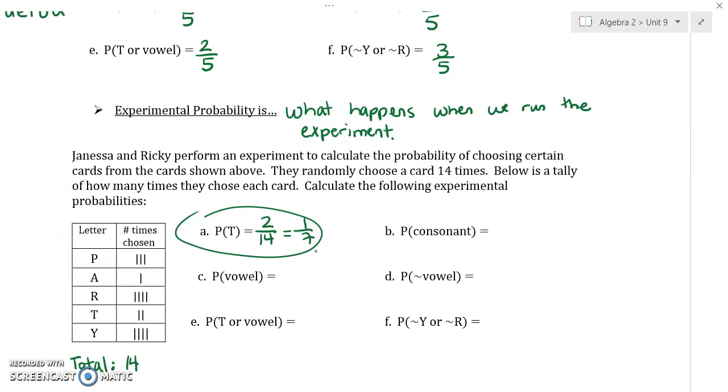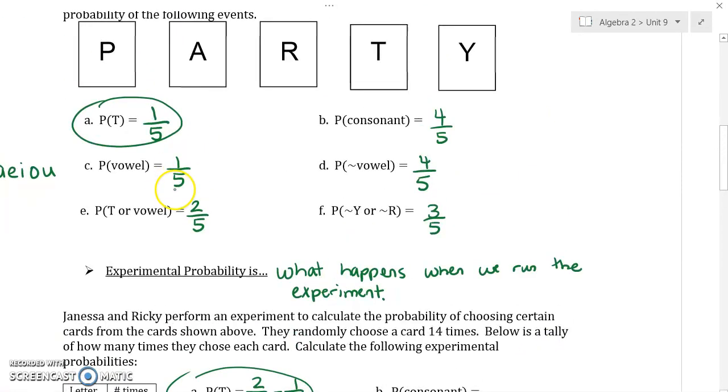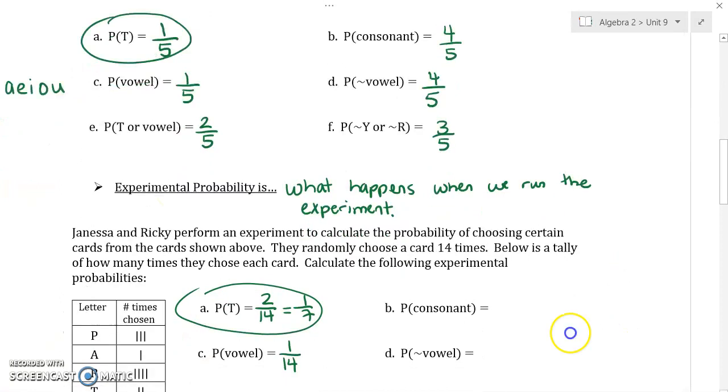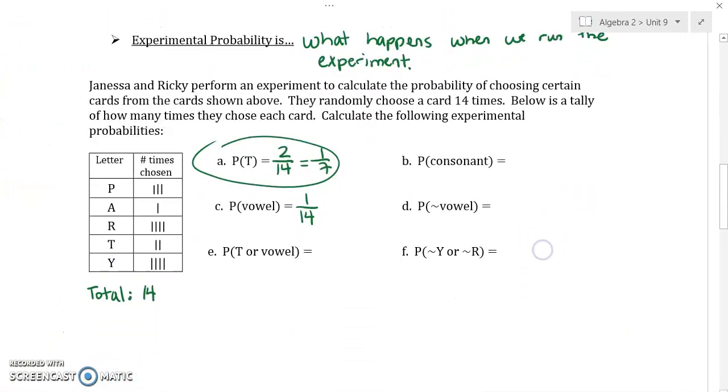So for the vowels, well, I only have one vowel, so that's 1 out of 14. That's not what I said above. I said it's going to be 1 out of 5. So you can tell the difference between the two answers already. Now, what's the chance of me getting a T or a vowel? So that's an A or a T, so that's 1, 2, 3. So that's 3 out of 14, and that doesn't reduce.